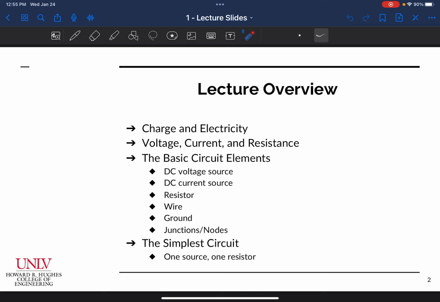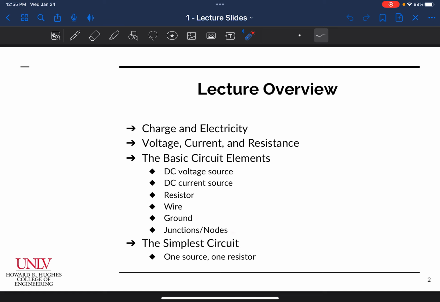Then I'm going to talk about the basic elements of circuits, starting with the DC voltage source, and then the current source, and the resistor. Those three right there are really the three that we care about as far as circuit elements go for the first maybe 60% of this class. And then after that, we're going to talk about the wire, ground, and junctions and nodes, which are all important pieces of the circuit schematic, we call it.